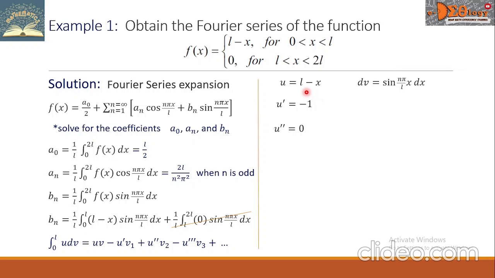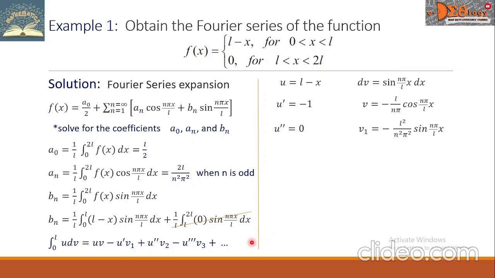That is, we differentiate until it reaches 0. So we have u prime equals negative 1, u double prime equals 0. Then we stop. For the dv, we will integrate continuously until this level. Integral of dv is v equals the negative L over n pi times cosine n pi over L, then x. Integral of v is v sub 1 equals the negative L square over n square pi square times sine n pi over L times x.